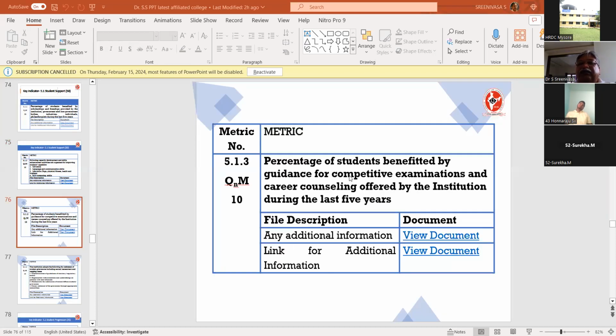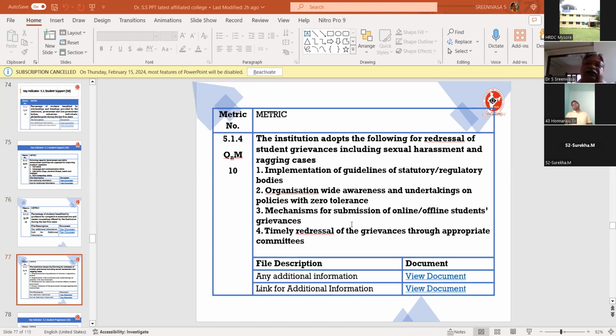Percentage of students benefited by guidance for competitive examination. You can have a competitive examination cell, student welfare person, the dean, student welfare or whatever it may be. You can organize classes, so that our students will be benefited, they can take part in competitive examinations. That doesn't mean IAS only, you can have the KSET examination. So many competitive examinations in each field are available. GRE, TOEFL, etc. can also be helpful.